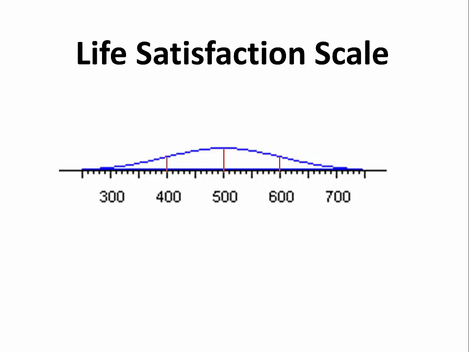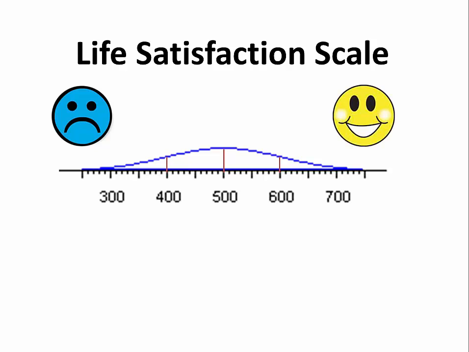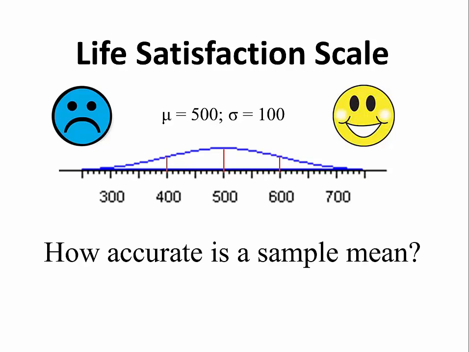Suppose we've developed a new scale for life satisfaction. People who get very low scores on this scale are unhappy with their life, while people who have high scores are relatively happy. Suppose that in our state the average is 500 and the standard deviation is 100. We could use this scale to estimate the average life satisfaction for a large group by taking a random sample from that group and calculating the mean. But a basic question would be, how accurate is this mean? So that's the key question that we will address in this lesson.